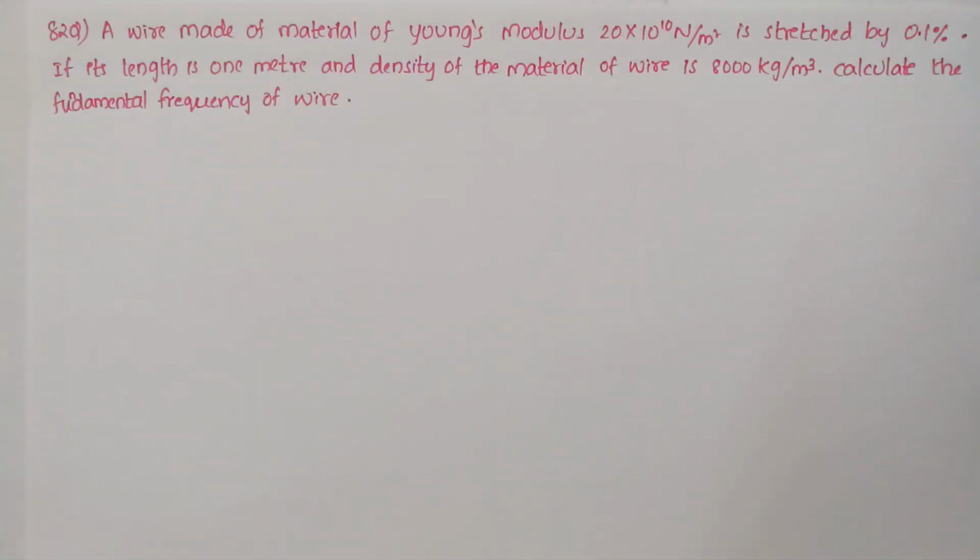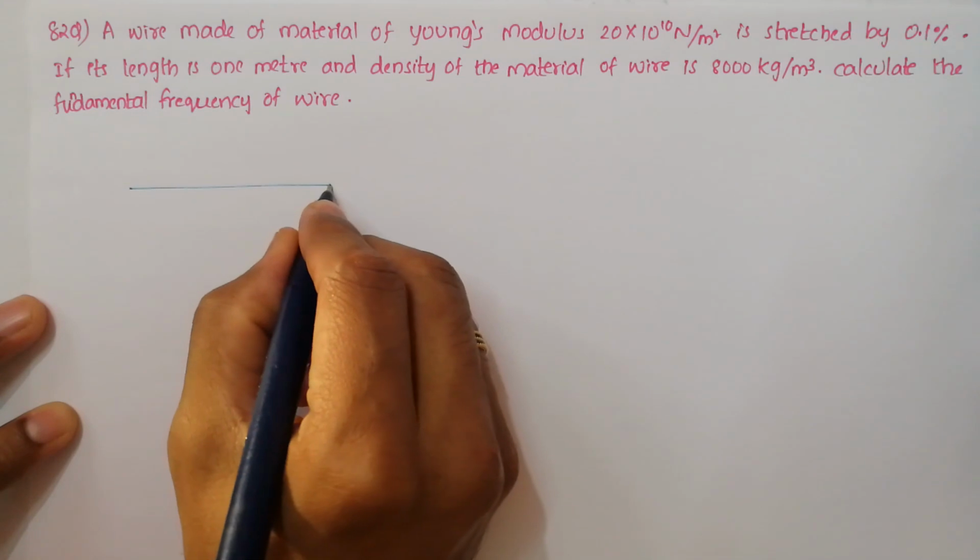The next question: a wire made of material of Young's modulus 20 into 10 power 10 Newton per meter square is stretched by 0.1%. If its length is 1 meter and density of the material is 8000 kg per meter cube, calculate the fundamental frequency of the wire. So now here he is talking about a wave on a string fixed at both ends.